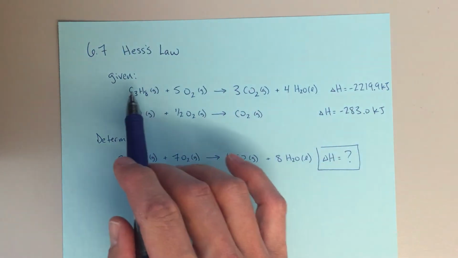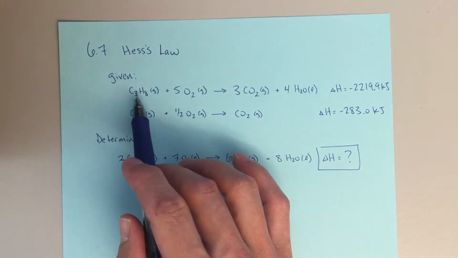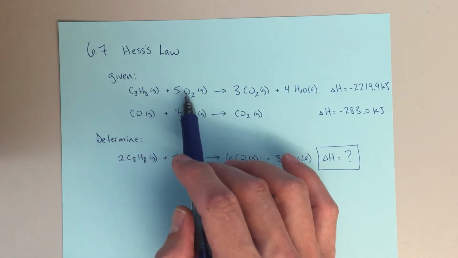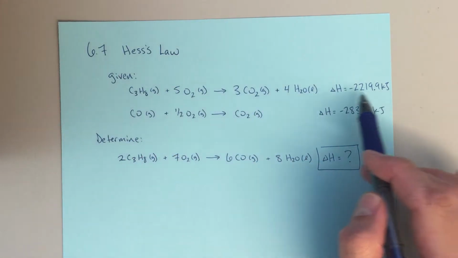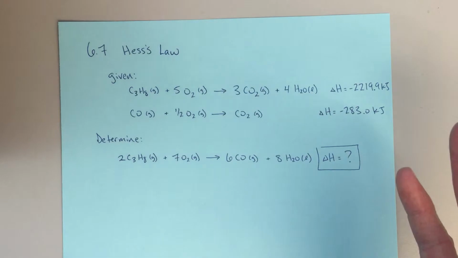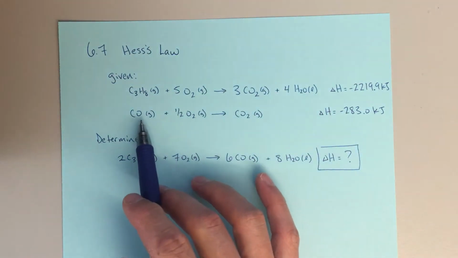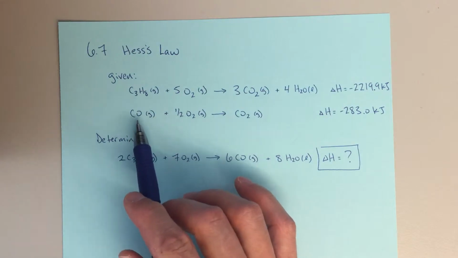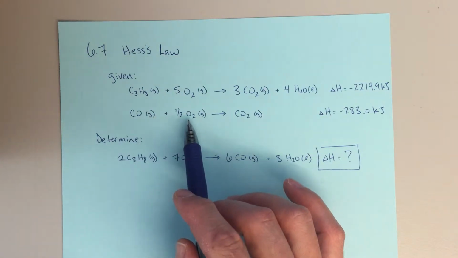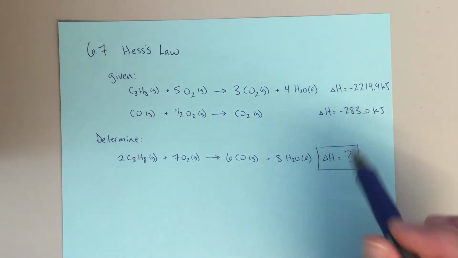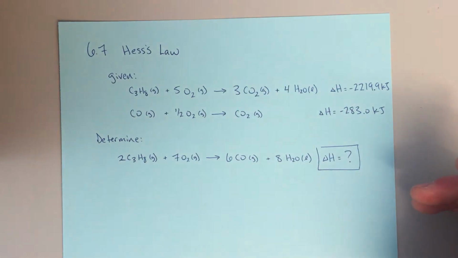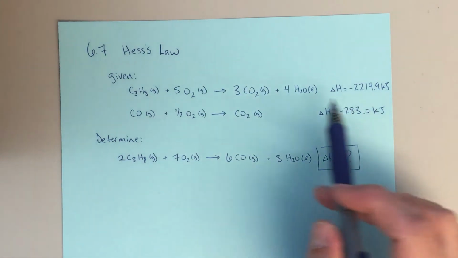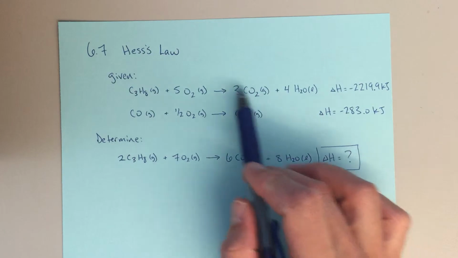It means if I take exactly 1 mole of propane and I react it with exactly 5 moles of oxygen, I'm going to get this amount of energy out. That's the amount of energy that's going to be evolved. Down here, CO plus 1/2 O2 gives us CO2. Again, if this 1 mole of CO reacts with 1/2 mole of O2, this is the amount of energy that's going to be evolved.